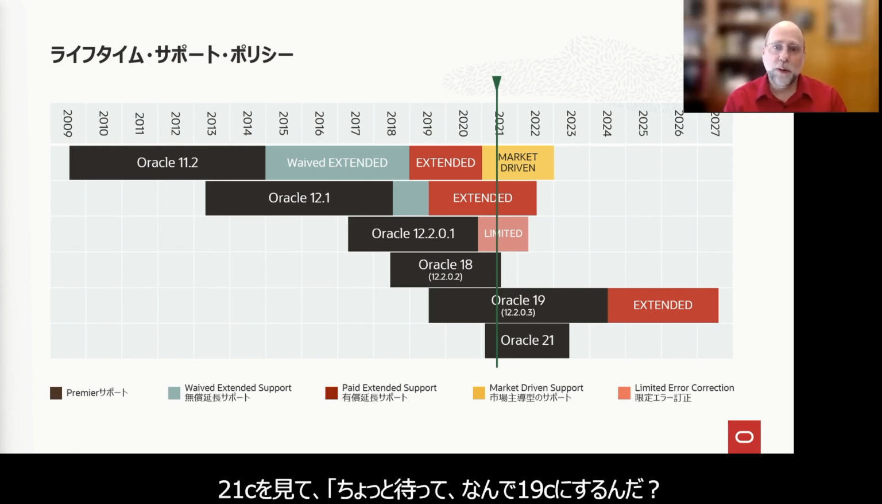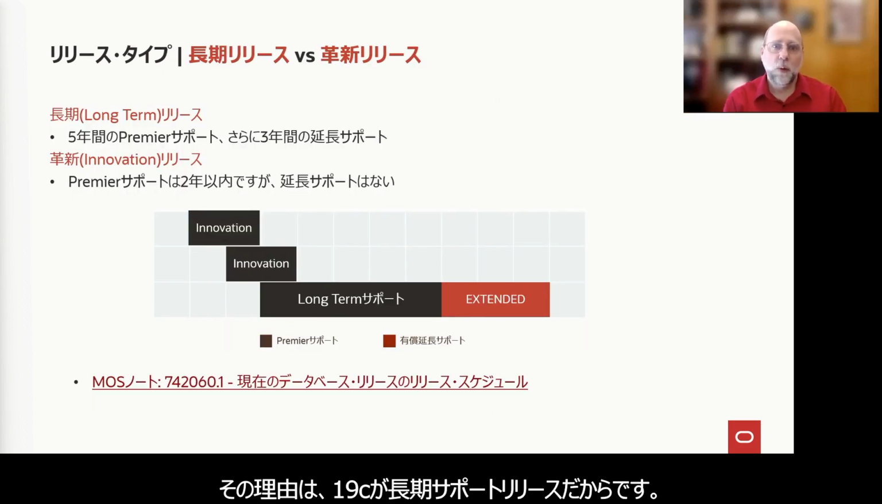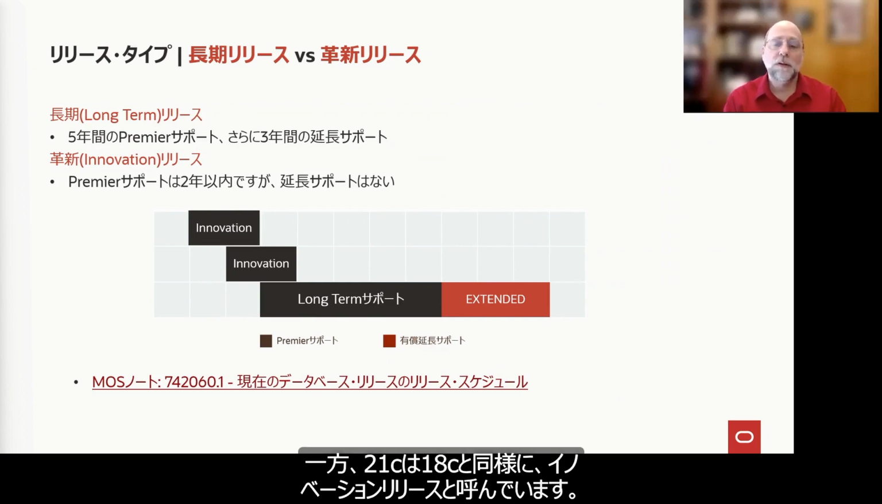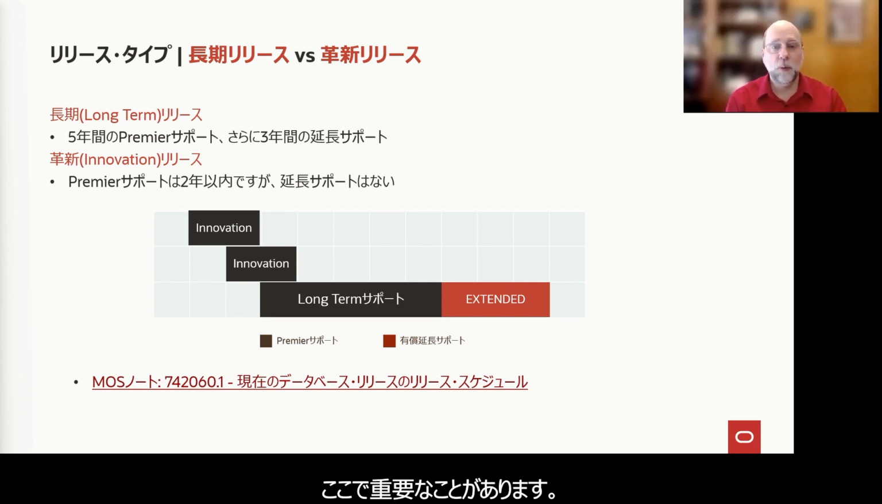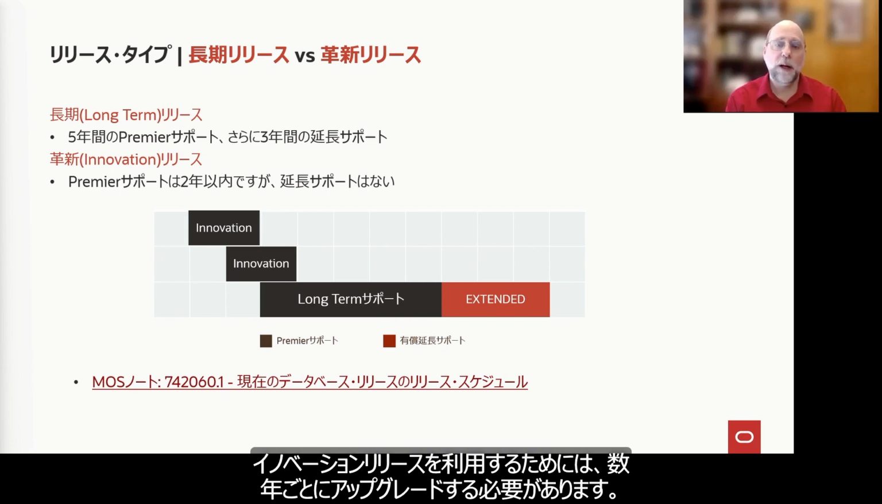And you might see 21c on this and say, well, wait a second, why am I going to 19c when there's something newer there? Well, the reason is that 19c is your long-term support release, whereas 21, similar to 18, is what we call an innovation release. Innovation releases are meant for customers who really need access to a certain set of the latest features, and here's a key point, you have to be willing to upgrade every couple of years to stay on innovation releases.